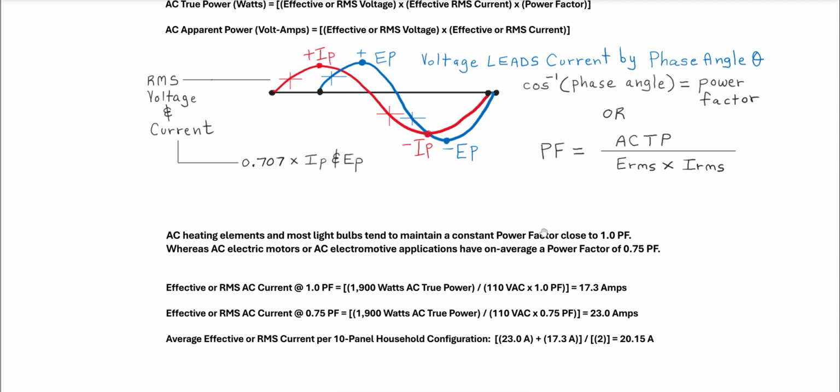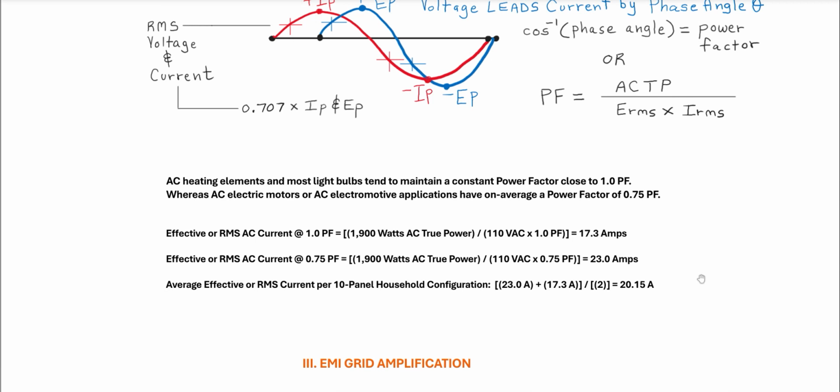So here, AC heating elements and most light bulbs tend to maintain a constant power factor close to 1.0 PF, whereas AC electric motors or AC electromotive applications have on average a power factor of 0.75. And so the effective or RMS AC current at 1.0 power factor would be the 1900 watts of AC true power discharging out of the AC power inverter, then divided by 110 times 1. So it's about a theoretical 17.3 amps.